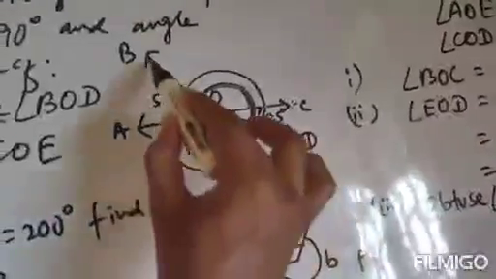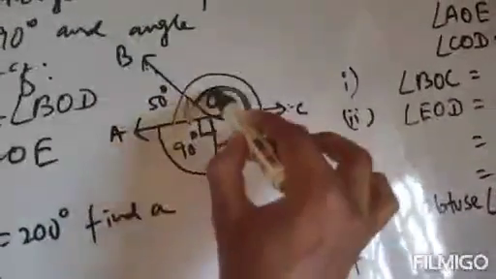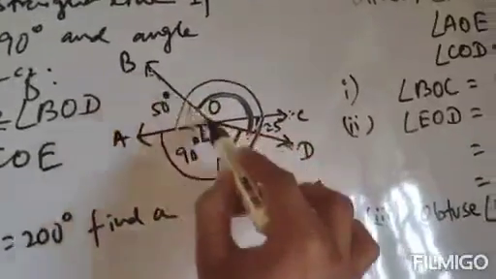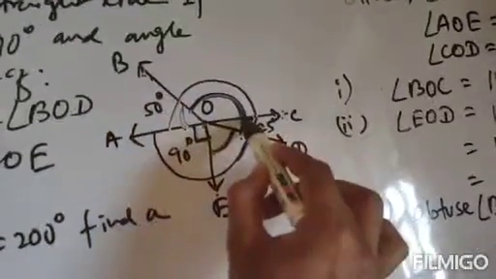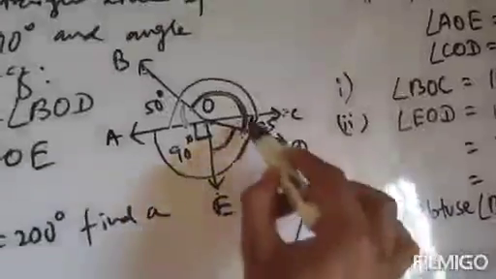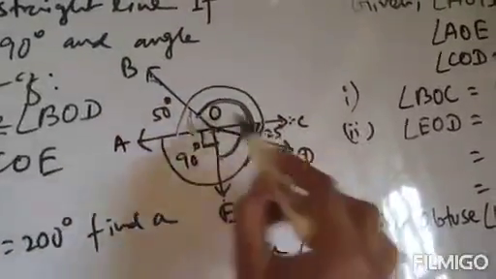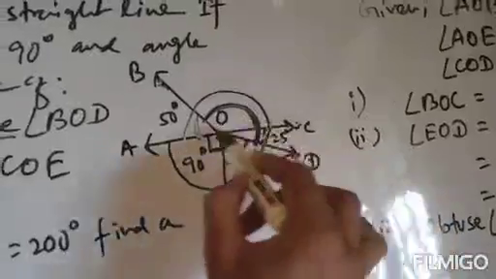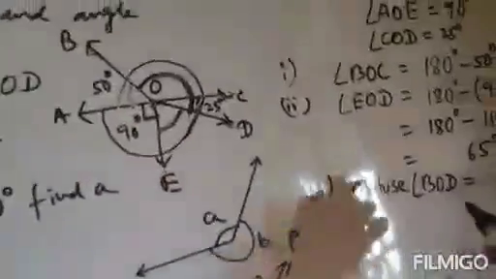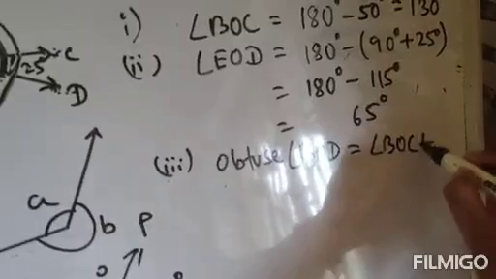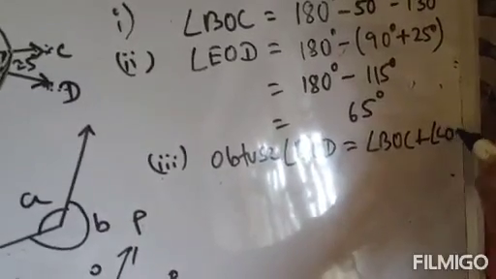See very carefully, BOD, that means this total angle. Angle BOC is this part, and COD is this small part, so BOD angle is the sum of BOC and COD. Clear? So obtuse angle BOD is the sum of angle BOC plus angle COD.